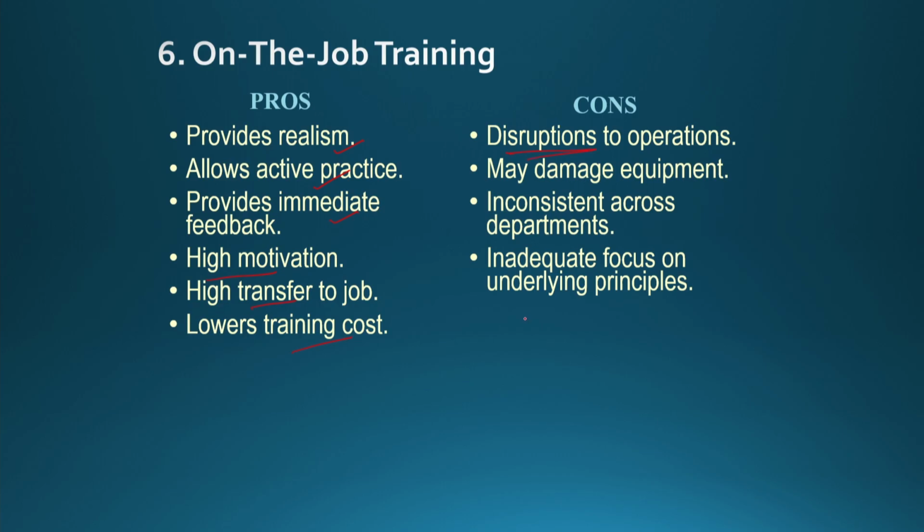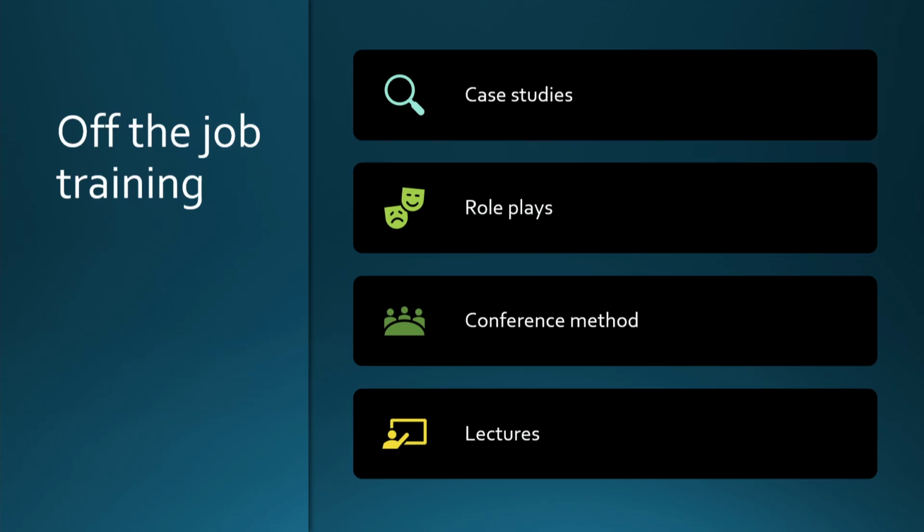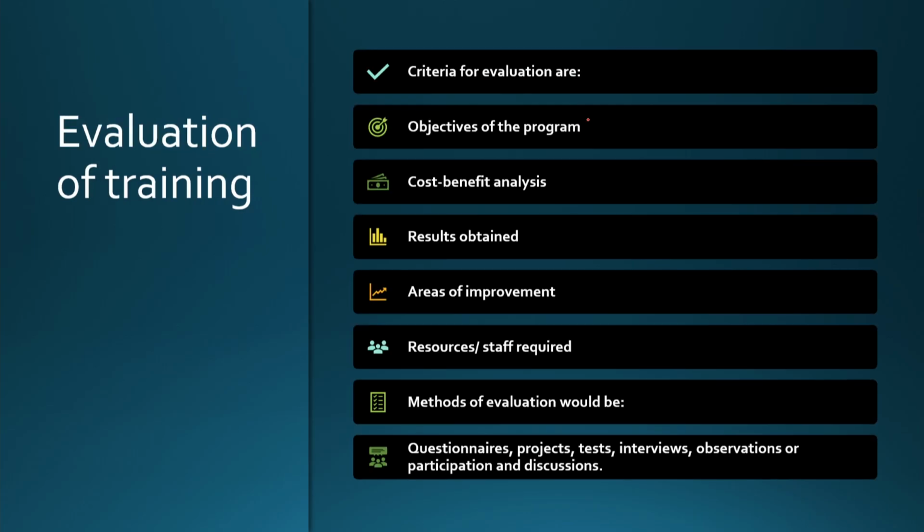So the work pattern is disturbed in organization, may damage the equipment because the person is not aware of how to work on it, inconsistent across the department, inadequate focus on underlying principles, and lack of systematic feedback, transfer of improper procedures. So off-the-job training methods also include, you must be aware of by now, students' lectures, conference, role plays, case studies. So you have learned it.